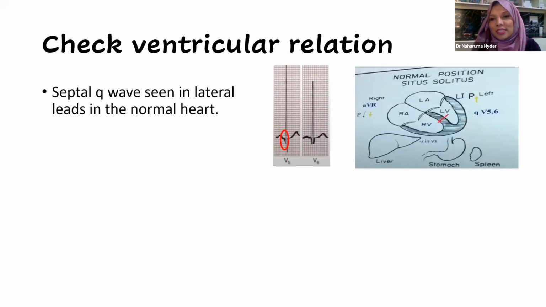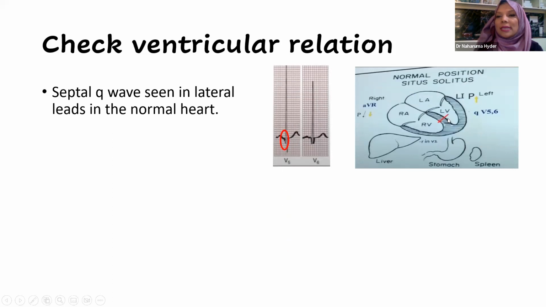Next, we have to check the ventricular relation. We know that adult cardiologists mostly get corrected TGA in adulthood. In corrected TGA there is atrioventricular discordance, that means the left ventricle goes rightward and the right ventricle leftward. So how can it be identified? This is very easy.